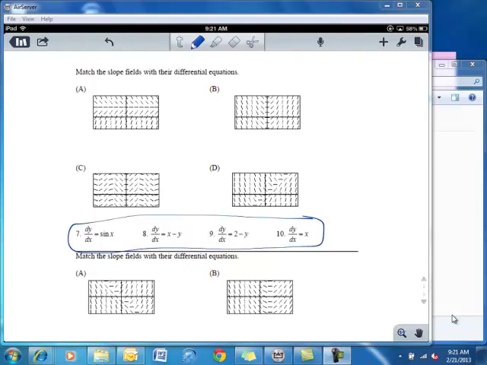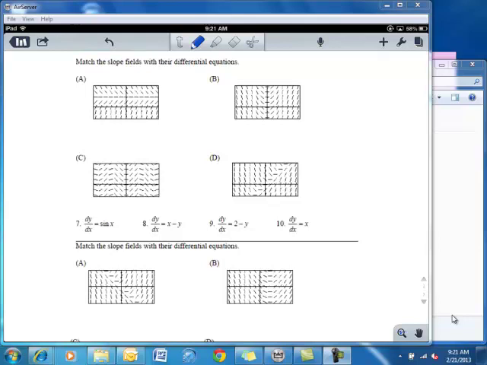dy/dx equals whatever. Because of that, we can look for those patterns that we talked about earlier. For example, let's take a look at A. See if we can match A up somewhere, 7 to 10. On A, do you see a horizontal pattern or vertical pattern or neither? Horizontal. So if you have a horizontal pattern, that means the slope only depends on what? It only depends on y.